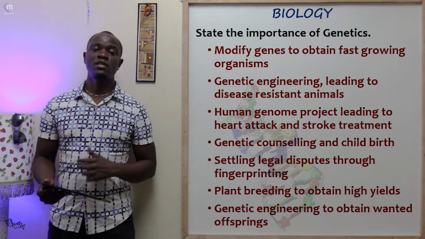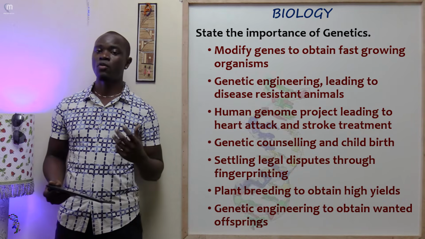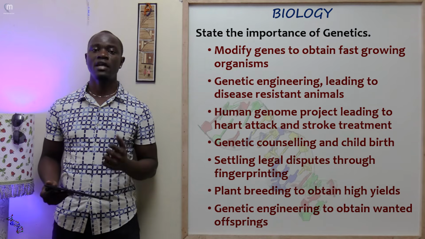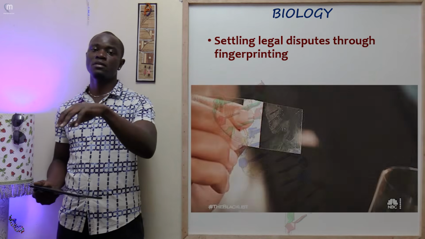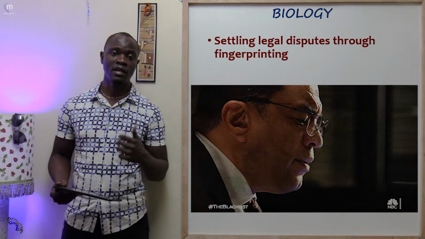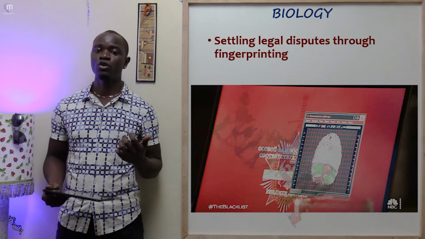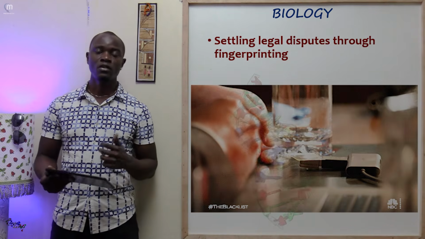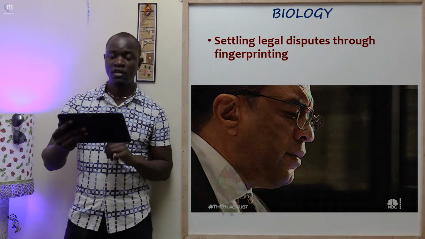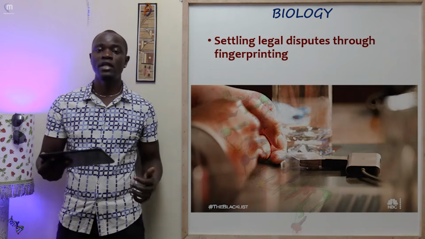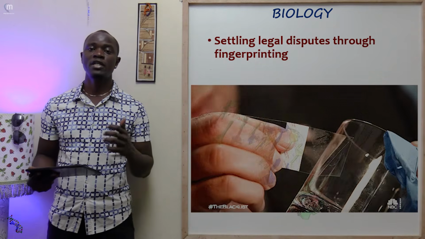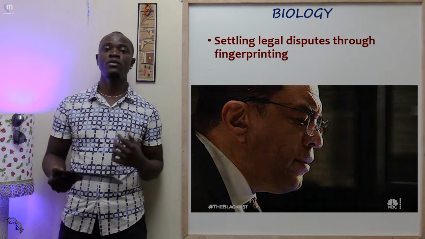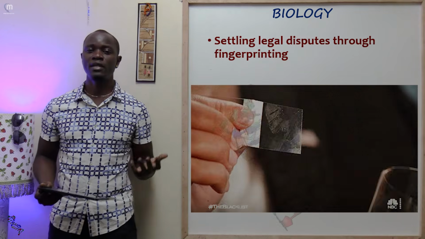Also through genetics, if someone has touched your thing or someone has stolen anything, the forensic scientists can come and get the fingerprints of everything that was touched, and then eventually arrive at a conclusion of who stole the item based on the fingerprints. So through genetics, different legal disputes can be settled, especially through fingerprinting, because that is the most important.